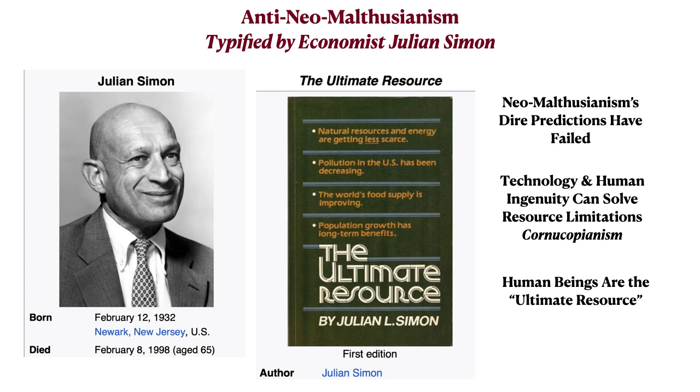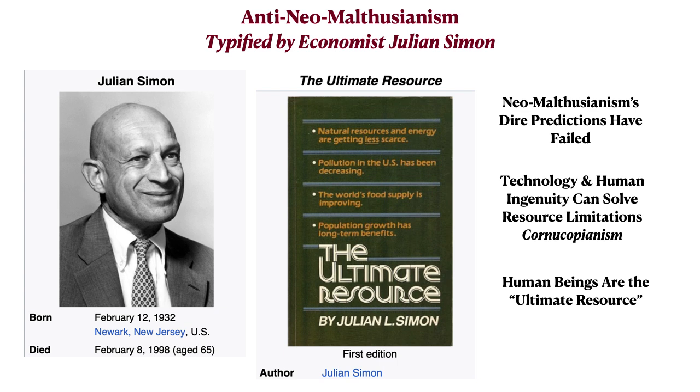A lot of opposition, no surprise to this, particularly from economists. And the sort of anti-Neo-Malthusianism, its most well-noted author was probably Julian Simon, an economist who died in 1998. But Simon wrote a book called The Ultimate Resource, and the ultimate resource to Simon was human beings. So he argued that their dire predictions have failed, that technology and human ingenuity can solve all resource limitations.